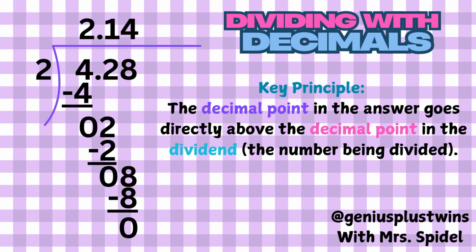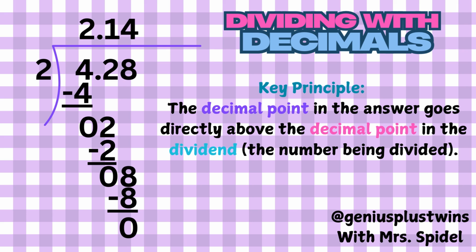Then I bring down my next 2. Well, I know that 2 times 1 equals 2. I put the 1 on the answer line, the 2 underneath the 2 that was already there. I subtract and get 0. Finally, I take down the 8. I know that 2 times 4 equals 8. So 4 goes on my answer line. I put 8 down in the problem, subtract, and get 0.